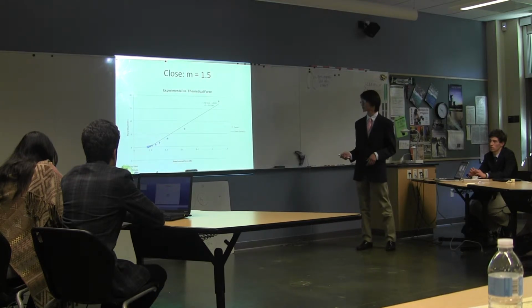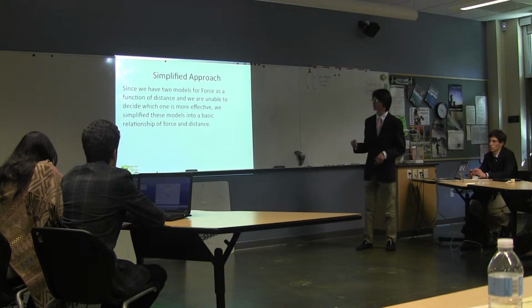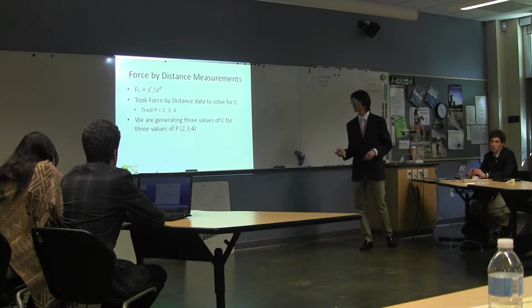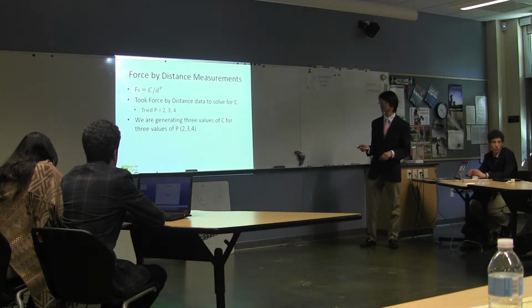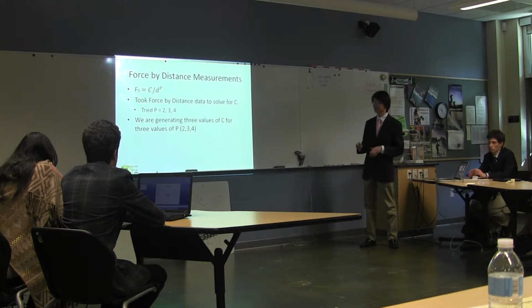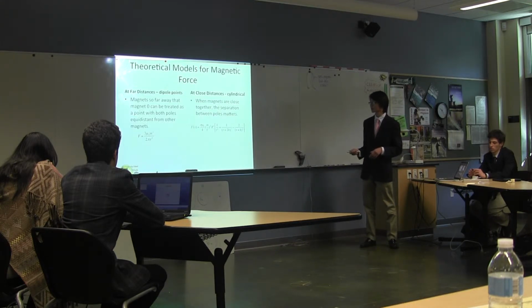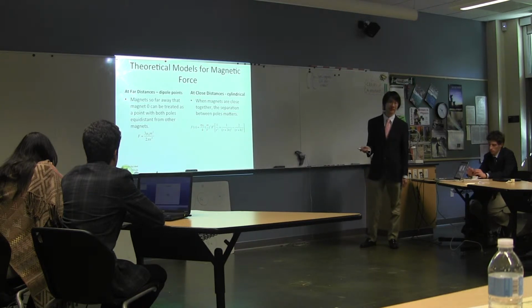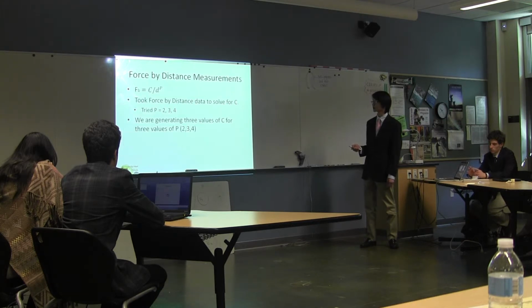So what we did was simplify our approach and turn it into a very basic equation in which force is related to c, a constant, over distance to some power. c would be the values found here that are the properties of the magnet, such as magnetic moment. And then d to some power would be the relationship between force and distance.